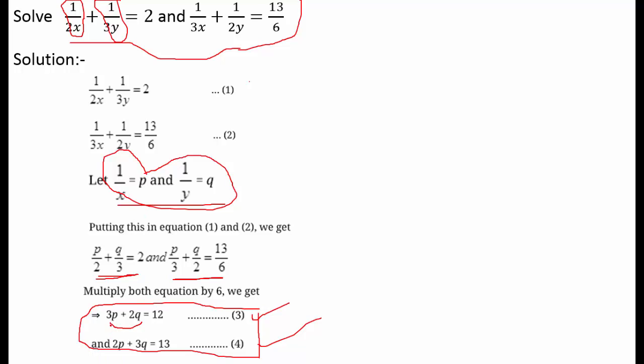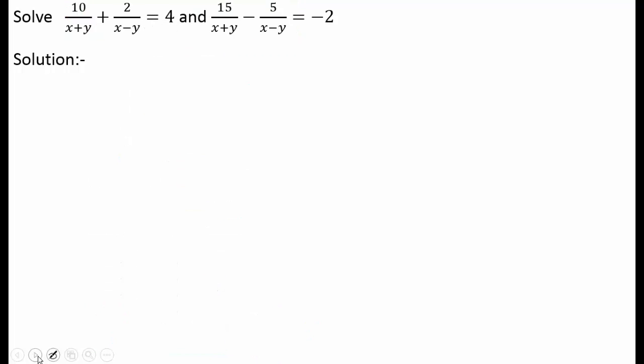I am repeating, student: on solving equations 3 and 4, you will find the values of the variables p and q. Then substitute the values of p and q here and you will find x and y. Now moving on to the second question.